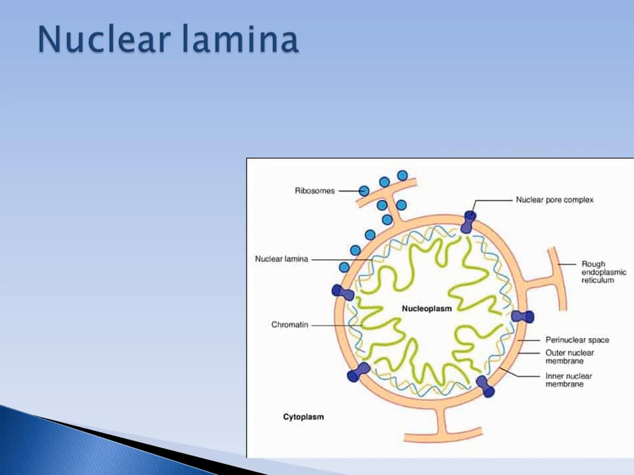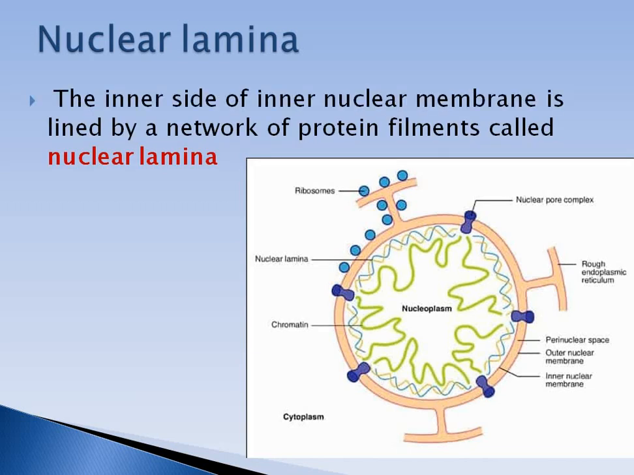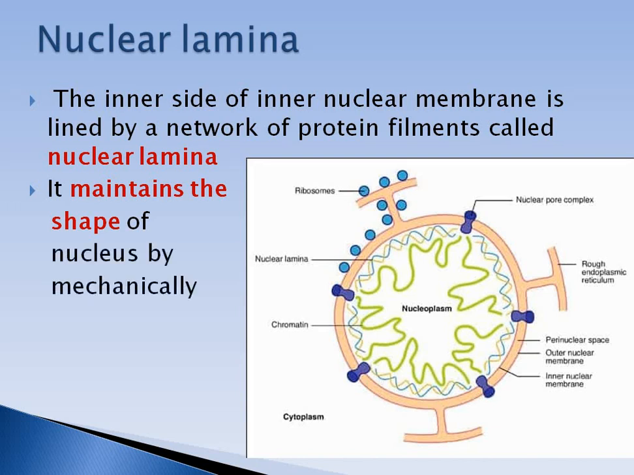Then inside the inner nuclear membrane, there is a network of intermediate filaments that is called nuclear lamina. As you can see in this figure, this network is present just inside the nuclear membrane. This is made up of intermediate filaments, and this is called nuclear lamina. Its function is to maintain the shape of the nucleus by providing a support to the nuclear envelope.